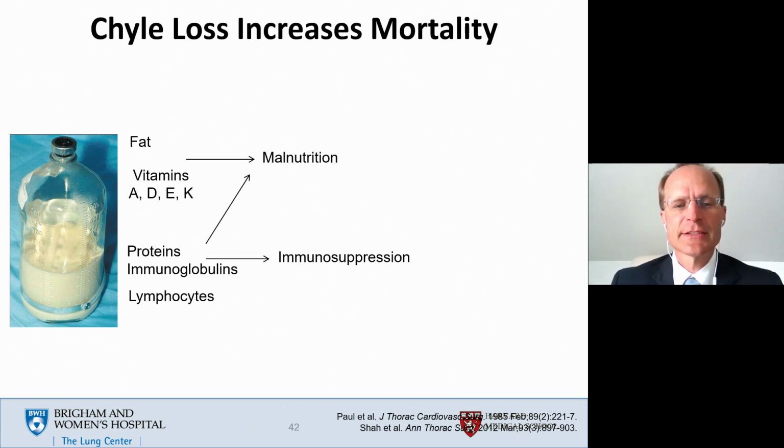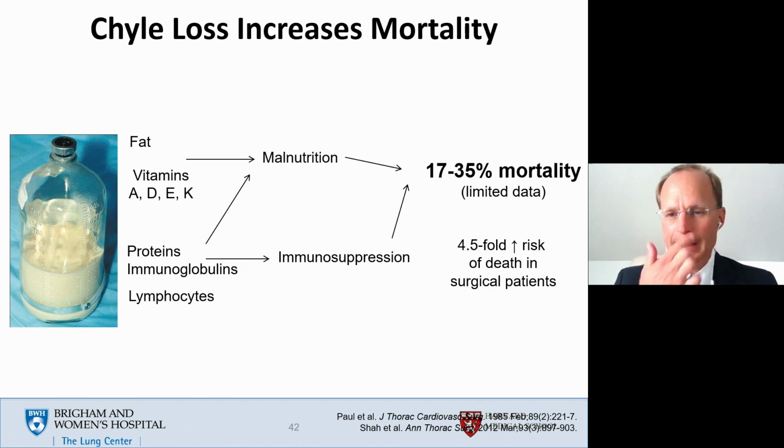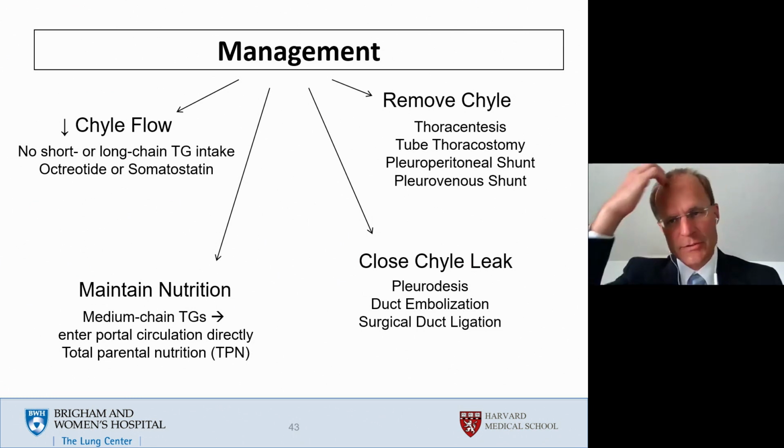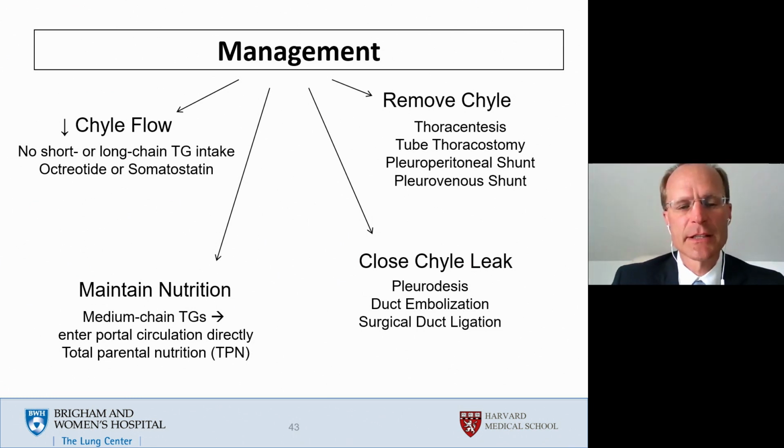Chyle loss is associated with high mortality due to malnutrition and loss of fat-soluble vitamins, immunoglobulins and lymphocytes, leading to immune suppression, and the mortality is quite high from an untreated chronic chylothorax. Management includes decreasing chyle production by ingesting medium-chain triglycerides, removing the chyle with several types of shunting or pleural-based procedures, or trying to close the chyle leak with duct embolization, which our patient ultimately underwent.